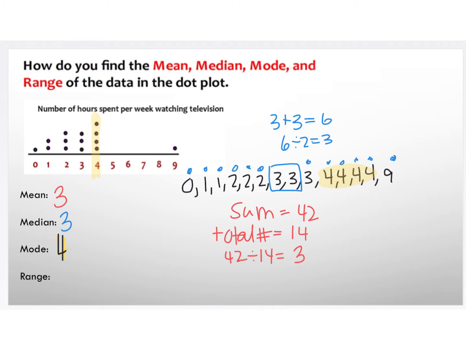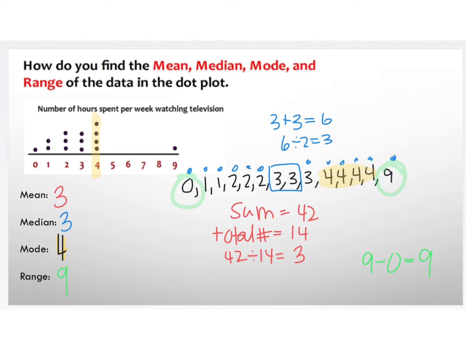And then lastly, our range is going to be how much range there is in our data. So you're going to take your largest number, which you can see here is 9, and our smallest number, which is 0, and we're going to subtract 9 minus 0, which is 9.